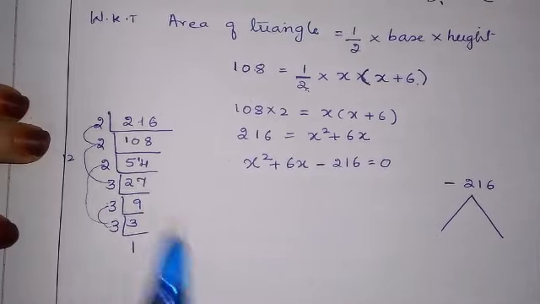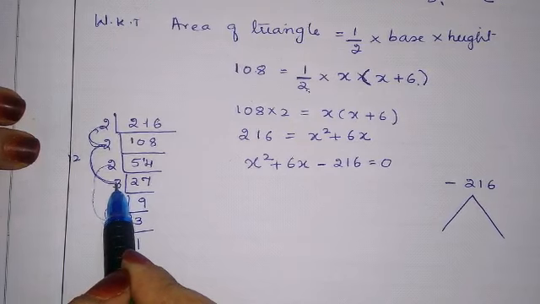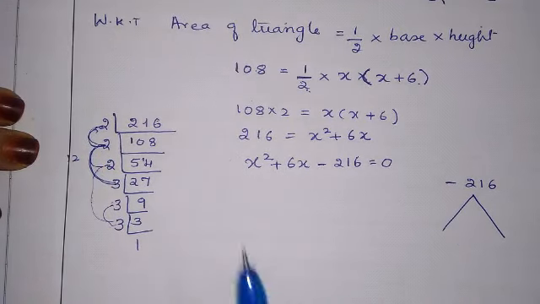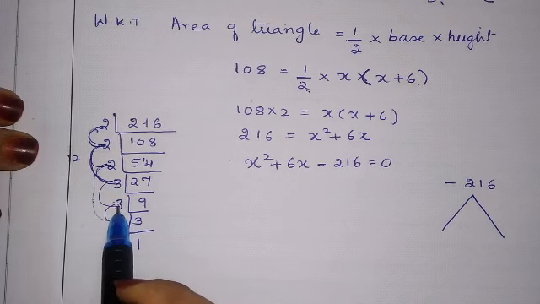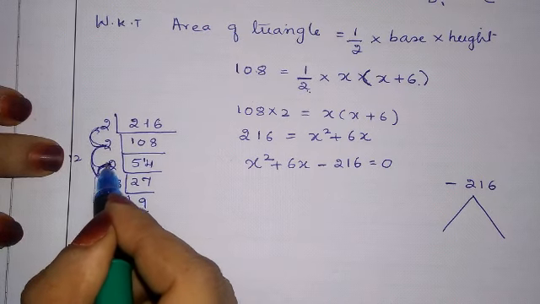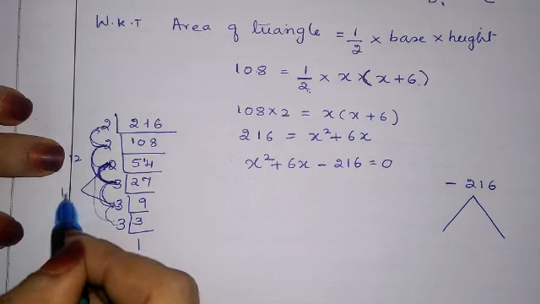Let us check properly. 2 2s are 4. 4 3s are 12. Or 2 2s are 4. 4 2s are 8. 2 3s are 6. 6 3s are 18. We'll see this. 2 3s are 6. 6 3s are 18. This part.